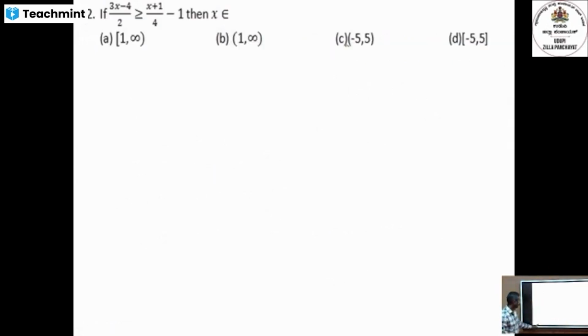Question number 12. Okay, then x belongs to. So it is a similar type of problem, you can work it as a homework problem.